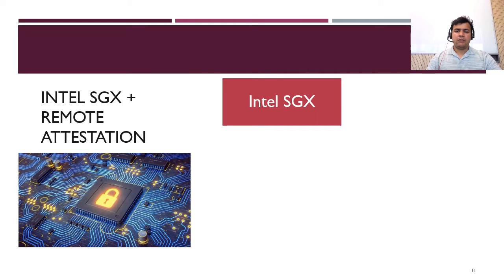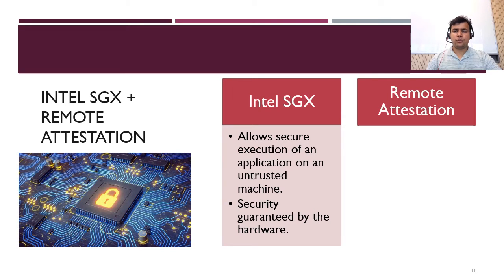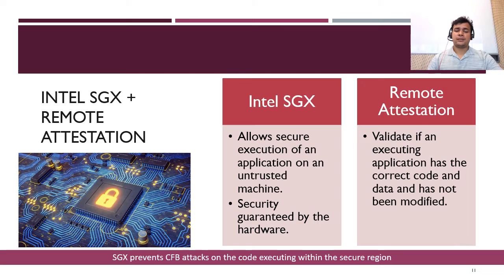In our prior work, we leverage Intel SGX, Software Guard Extensions, that allows for a secure execution of an application that is guaranteed by the hardware. Any tampering with the application's code, data, or its execution flow will be detected by the hardware and the execution will halt. We also use a feature called remote attestation. This is part of SGX, where a remotely executing application on SGX can be validated before sending it sensitive data such as encryption keys. Needless to say, since the hardware guarantees the security of the execution, there cannot be any CFB attacks on the application.